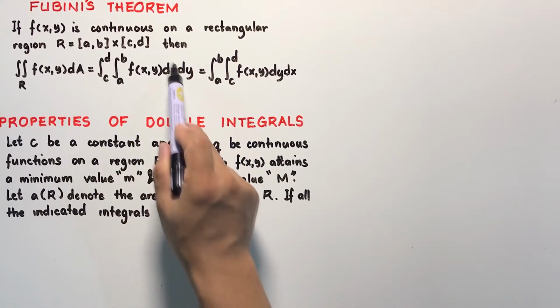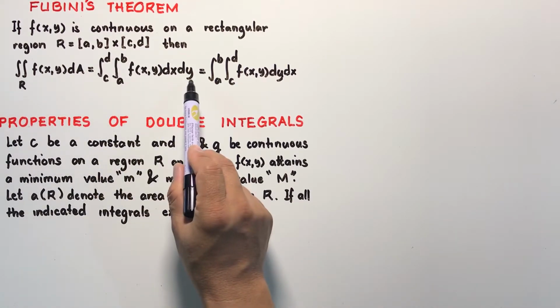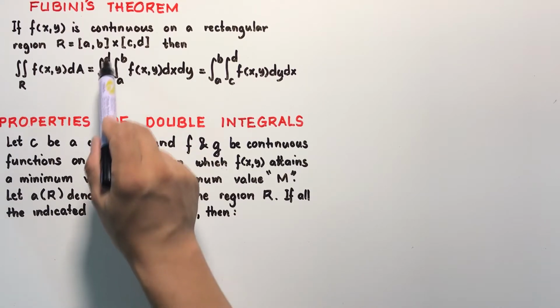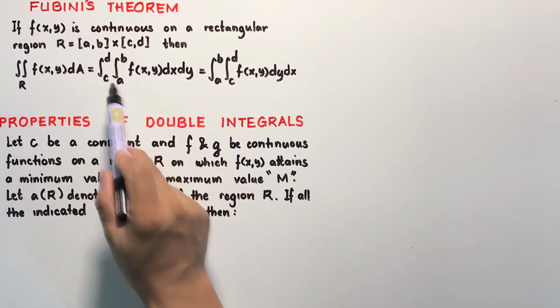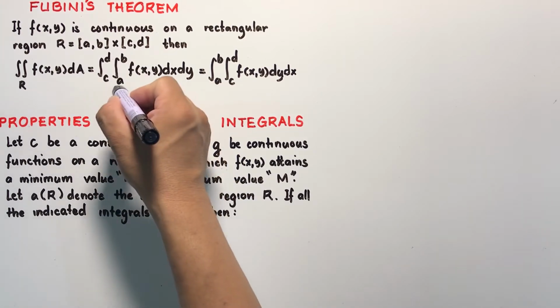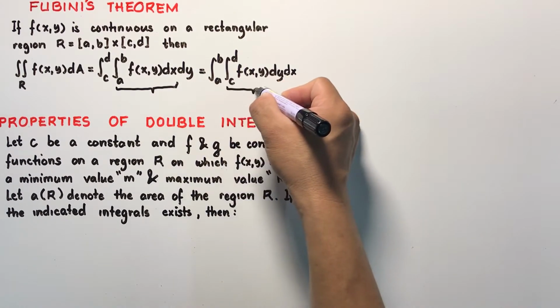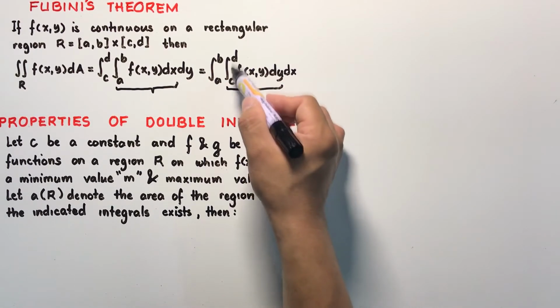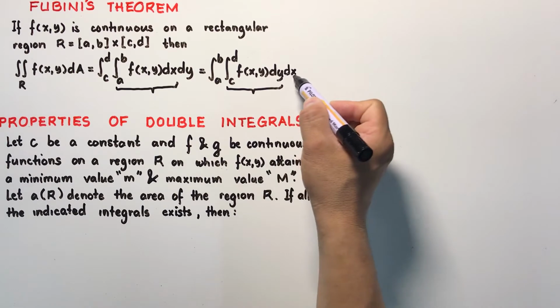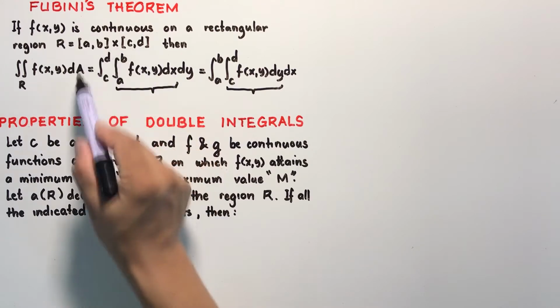So integrating first with respect to x from a to b, and then integrating with respect to y from c to d. This is also equal when you reverse the order of integration. Instead of performing the integration with respect to x first, here we will perform the integration with respect to y first. So integrating this function with respect to y from c to d, and then integrating next with respect to x from a to b, will have the same result as this one.